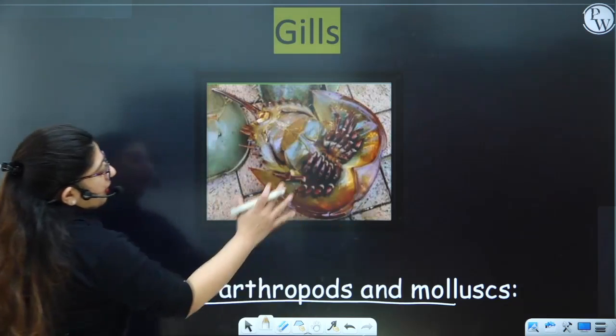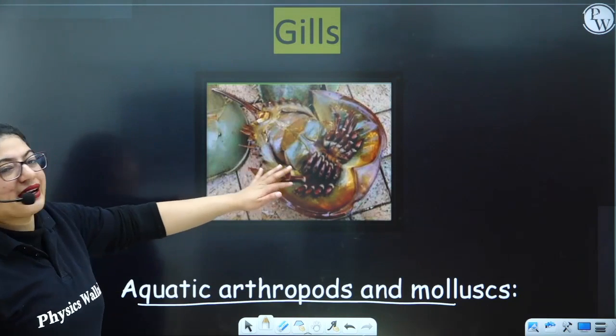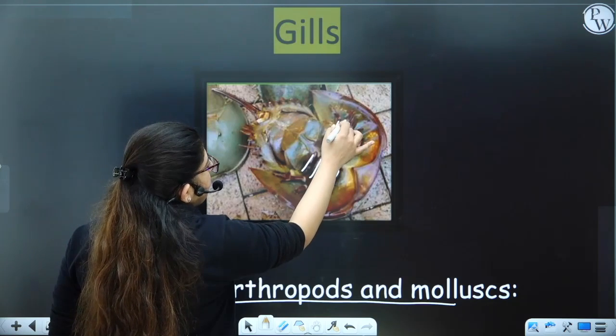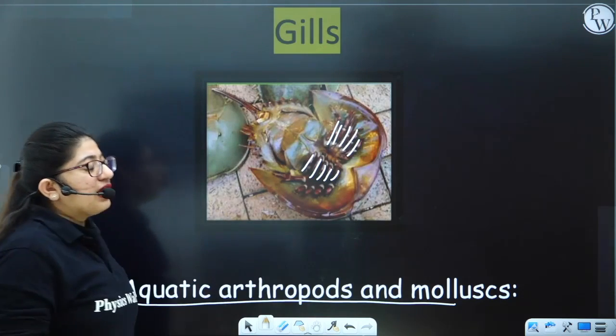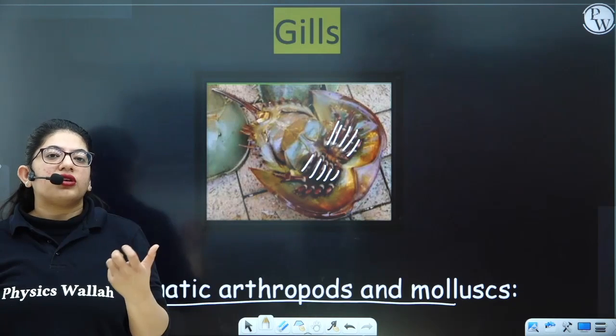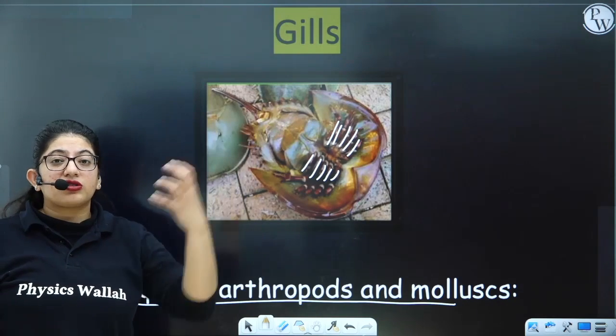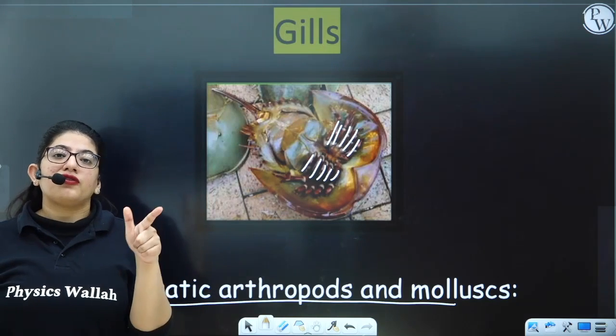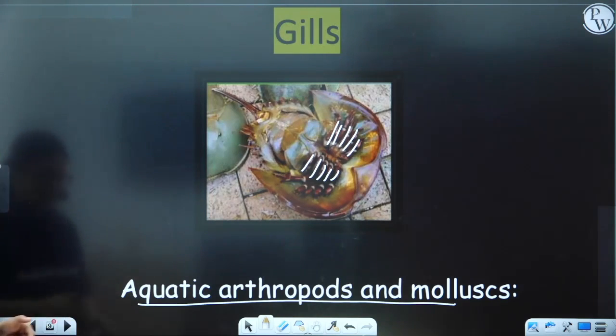So here, aquatic arthropods and mollusks. You can see here, that's the aquatic arthropod. It's a crab, right? So here, these structures are filamentous. These are gills. So the water enters into the gills and it takes the oxygen from the water only. Like we take the oxygen from the air, aquatic organisms take the oxygen from the water. Fine.